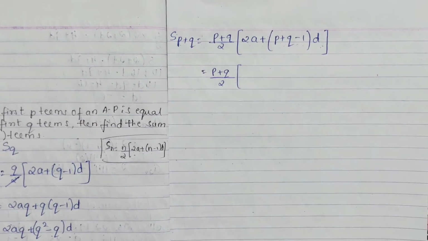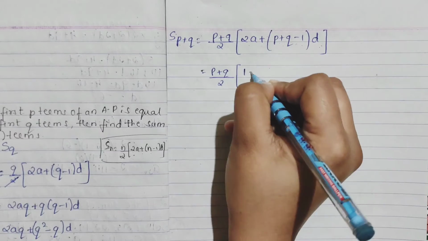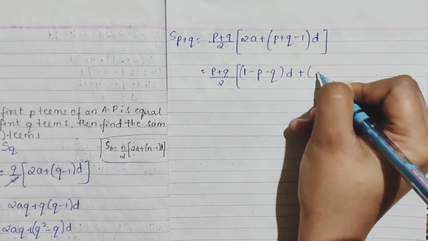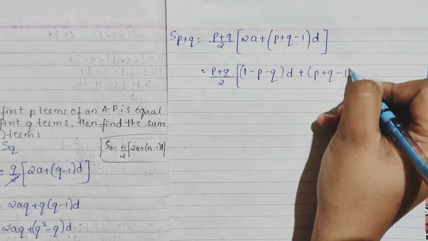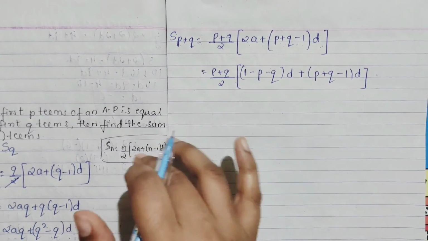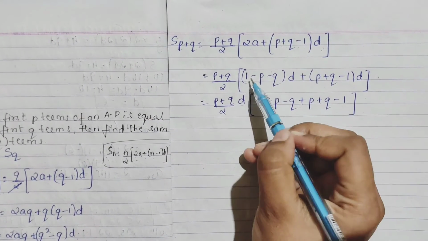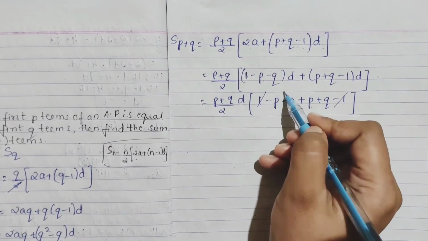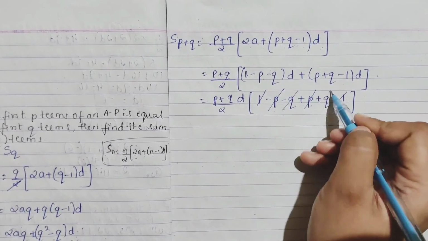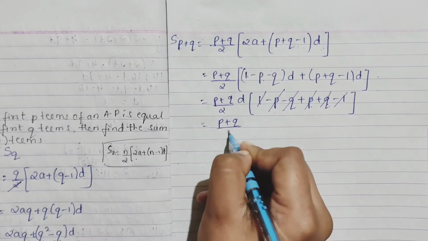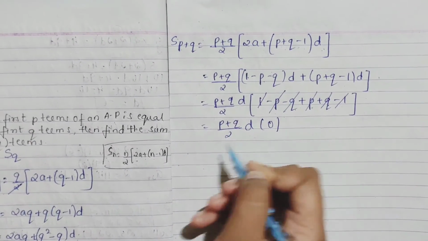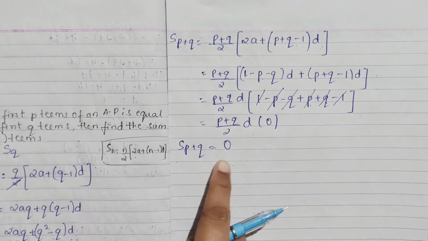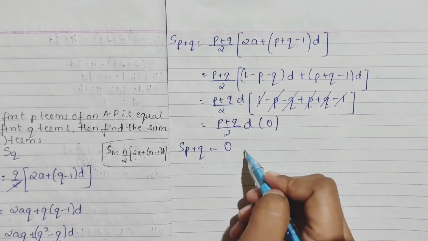See, 2a value you have already got, it is 1 minus p minus q into d, and here you are getting plus p plus q minus 1 into d. So d first you take outside. If you take outside, you will have 1 minus p minus q plus p plus q minus 1. The 1 and minus 1 cancel off, minus p and plus p cancel off. So in short, p plus q by 2 into d, here you are getting 0. Anything multiplied by 0 gives 0. So the sum of first p plus q terms is 0. I hope this is clear for you.